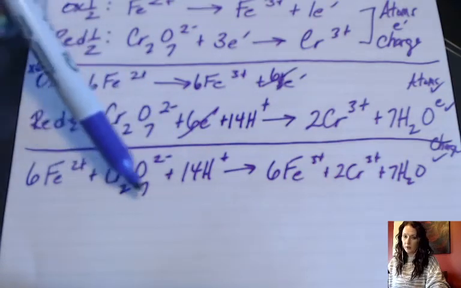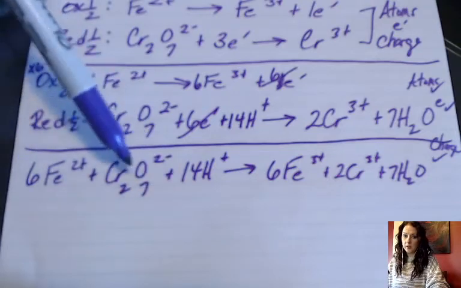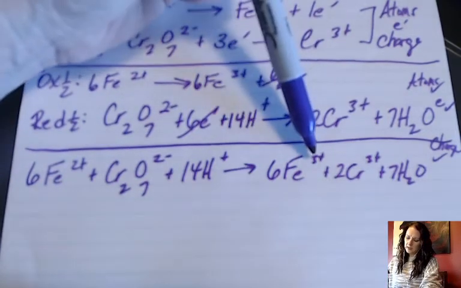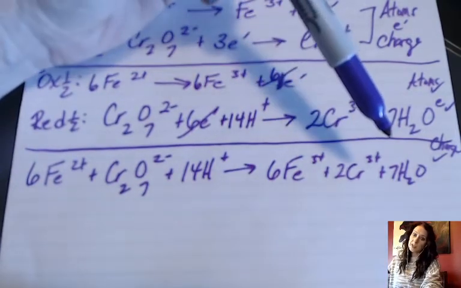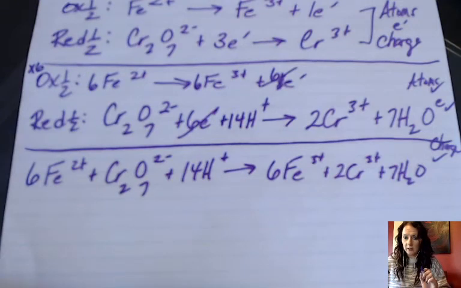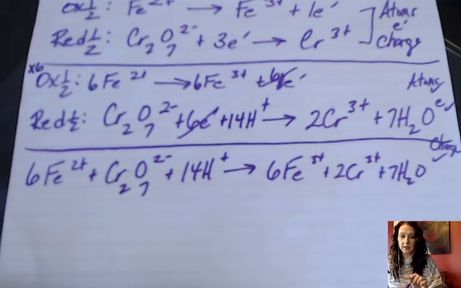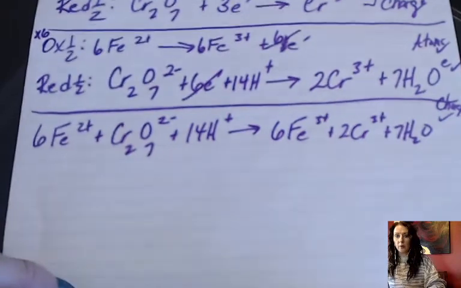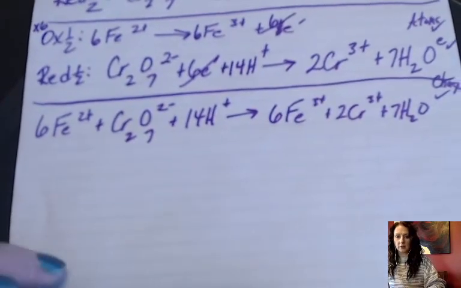So 24 plus 24, left side, 18 and 6, 24, right side. Good. So charge is good. For balancing in basic, the next rule is whatever your number of hydrogen, H plus, is, you're going to add the same number of OH minus, but you're going to add it to both sides of your reaction.